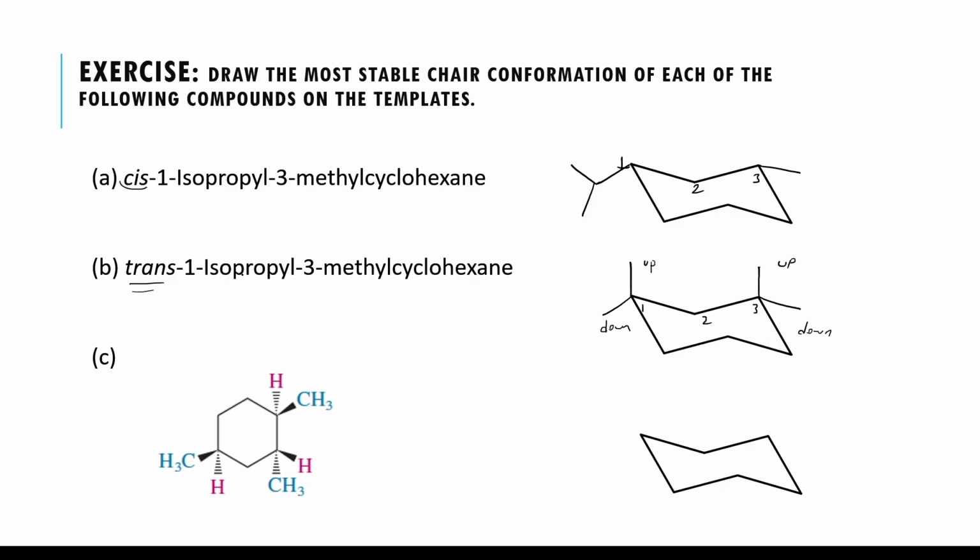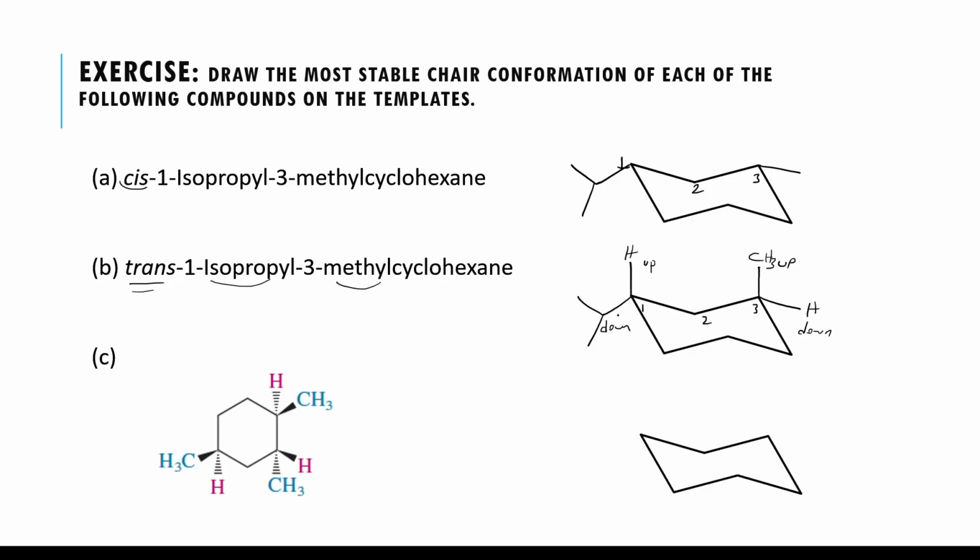And we know that isopropyl is bulkier than methyl. So if we have to place one of them on the axial position, it should be the methyl one. So for that reason, I'm going to place the bulky isopropyl on the first carbon on the equatorial position, and this will be hydrogen. And the methyl group should be on the opposite face, facing upward, so it's here, and the other should be the hydrogen. So this is the most stable one.